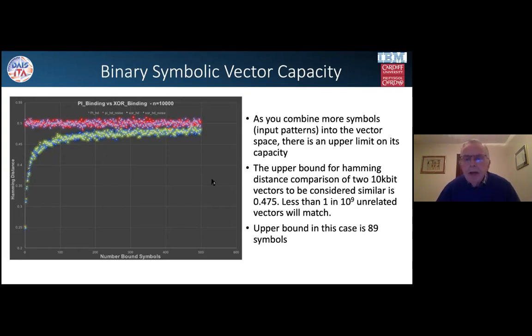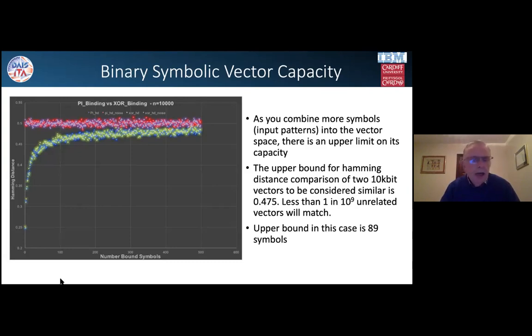with a random vector, a threshold of 0.475 in this particular case gives us an error for a single vector comparison of 1 in 10 to the 9, which tends to give us about 89 vectors that we can bind together. And if we do that, we can unbind all 89 reliably with an error of around 1 in 10 to the 6. So that's the sort of binding that we're doing. So let's have a look at what some of the challenges are.